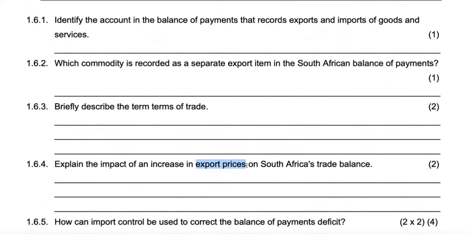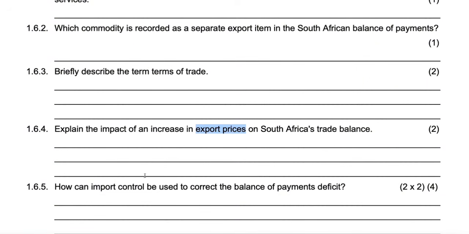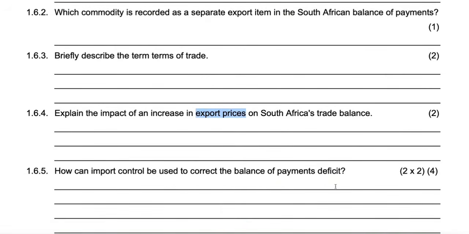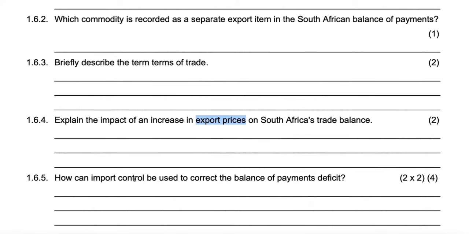Then the last one: how can import control be used to correct the balance of payment deficits? Well, to control imports, we could use tariffs. We could use direct control, like a complete ban on the importation of certain things. We can use quotas, which is a limit on the number of goods that can be brought into the country.